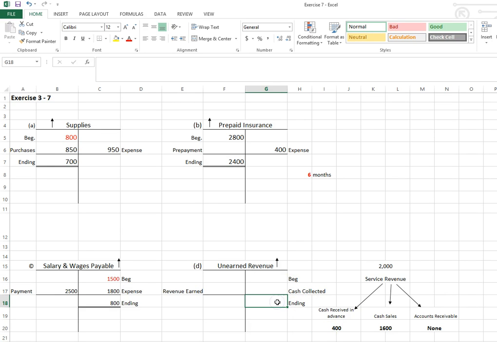The other thing the narrative tells us is that there was $750 in our ending unearned revenue account. So we can figure out that if that's the ending, and then we earned $400 out of the unearned revenue account during the year, then the beginning balance must have been, drumroll, $1,150. And we're assuming there was no cash collected for this unearned revenue account. So $1,150 minus $400 gives us the ending $750.